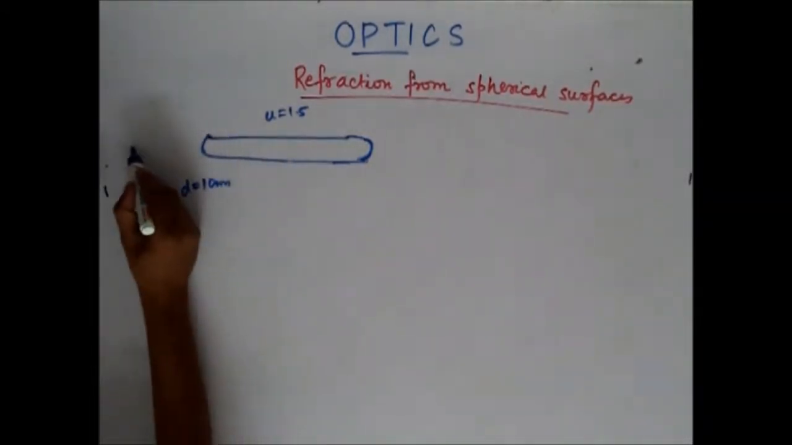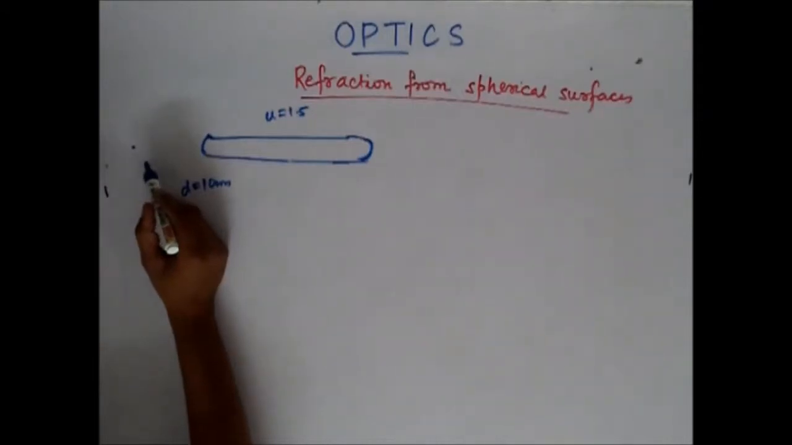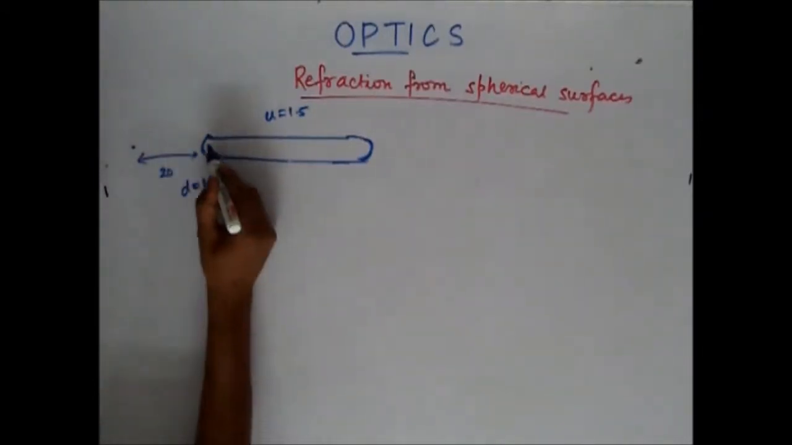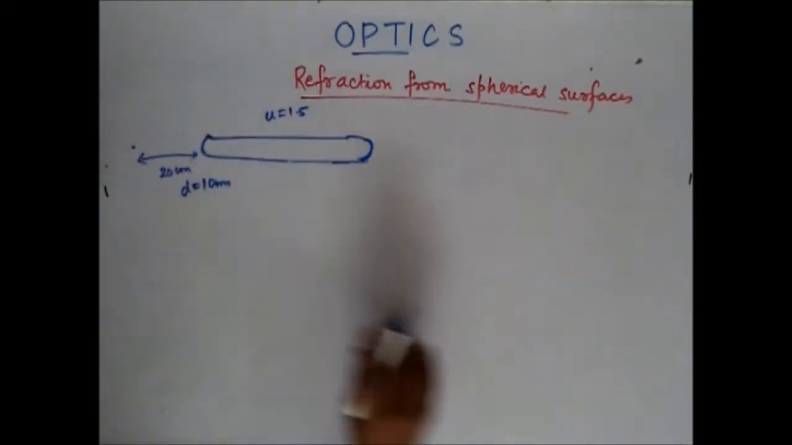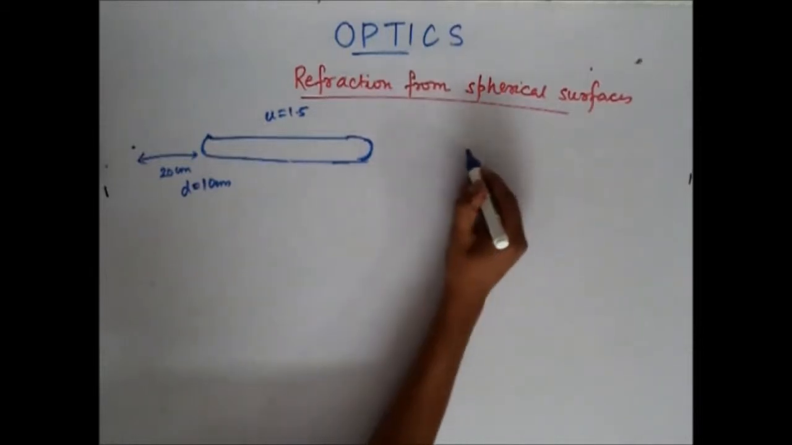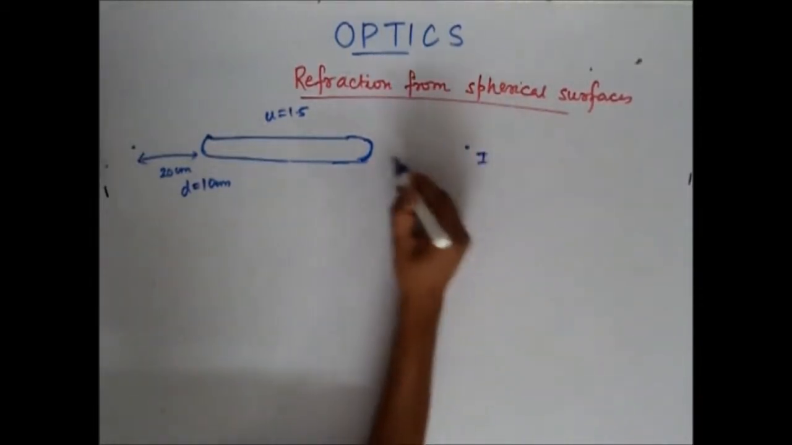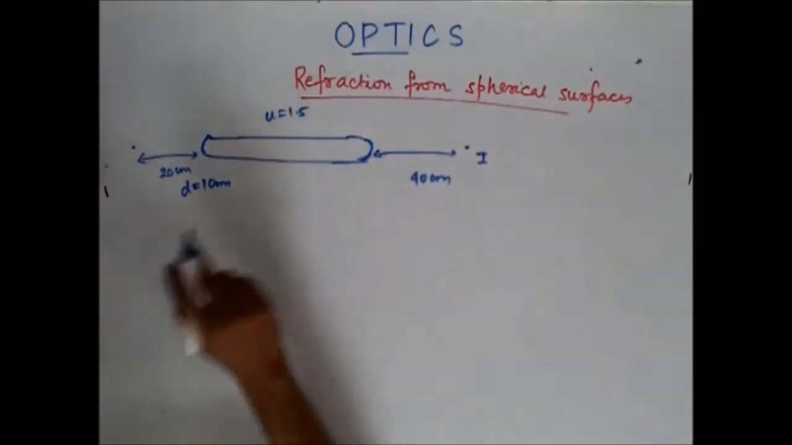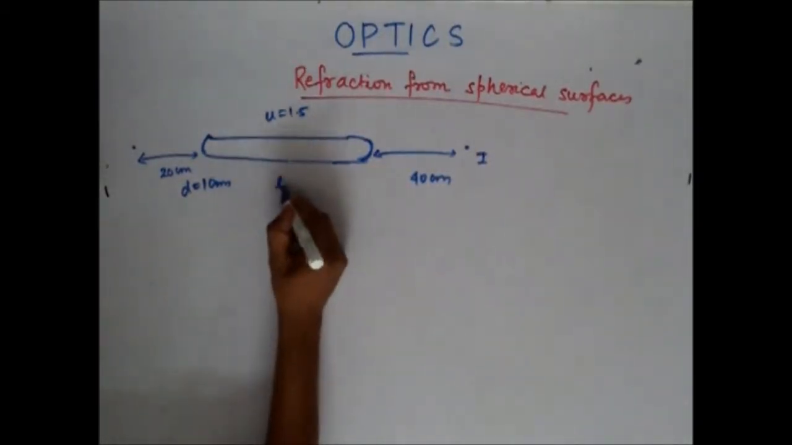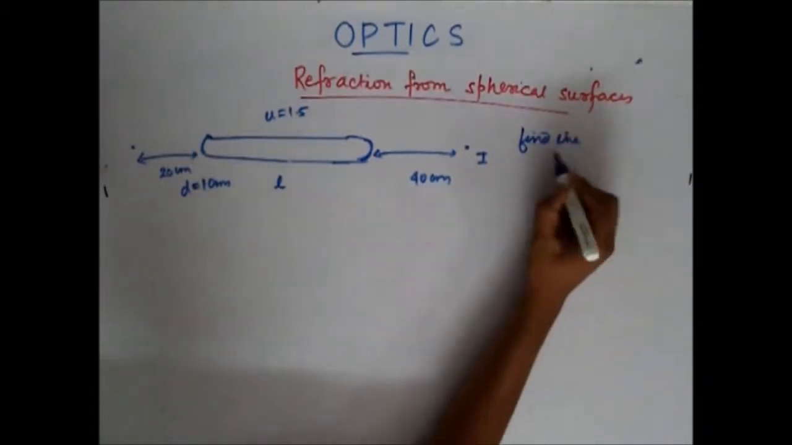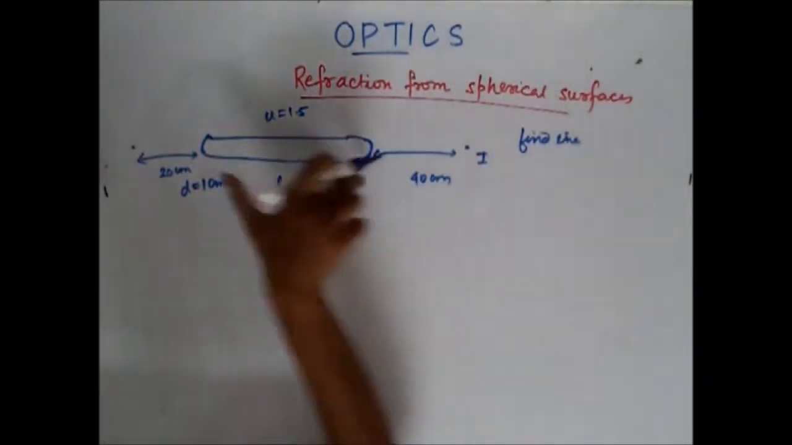An object is placed at this point at a distance of 20 centimeter from this end, and the image is obtained 40 centimeter at the other end. So this is the position of the image at a distance of 40 centimeter from the other end. So the question is, find the length of the glass rod.